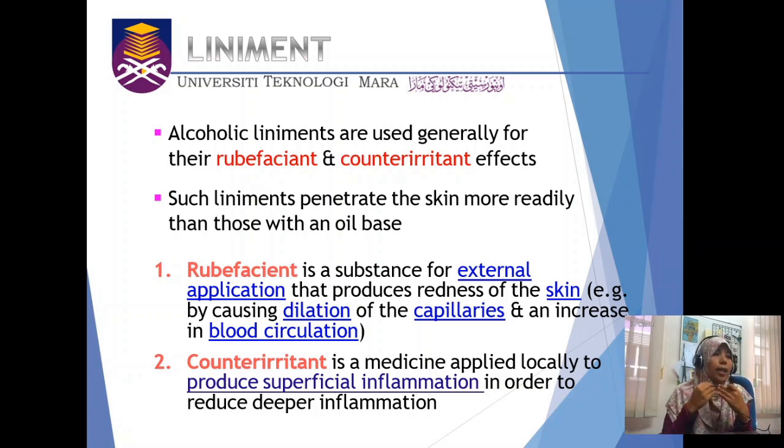Okay, and then they also have these counter-irritant properties. When a medicine is applied locally, it produces superficial inflammation in order to reduce deeper inflammation. So it is just an artificial inflammation to make sure it subsides the deeper inflammation.